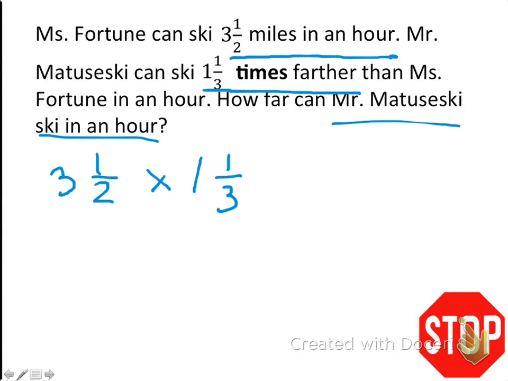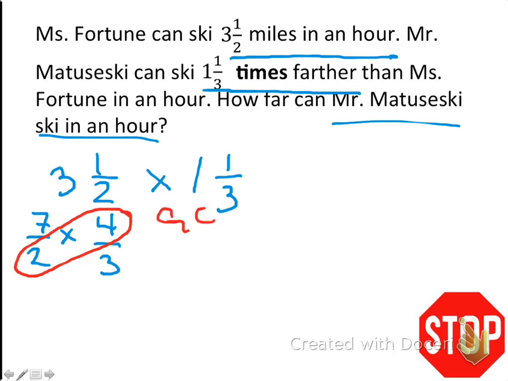3 times 2 is 6, plus 1 is 7/2, times 1 times 3 is 3, plus 1 is 4/3. Our next step is to cross simplify. To do that, I'm going to circle the two numbers that we're going to focus on. Let's focus on the 4 and the 2. And we need to find the greatest common factor of the 2 and the 4.